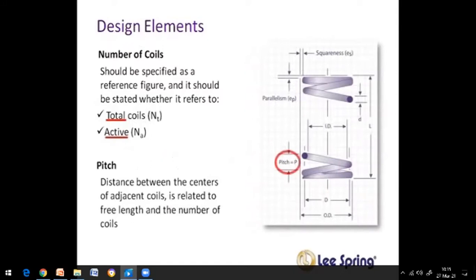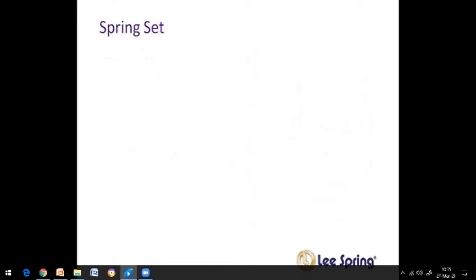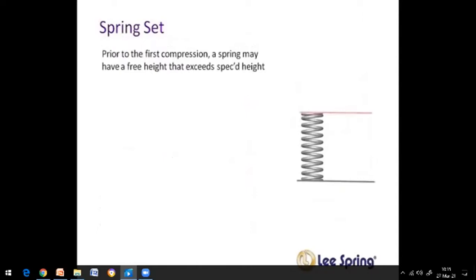Pitch is a dimension related to the distance between the centers of adjacent coils. Now we will look at what physically happens to a compression spring after manufacturing. Prior to the first compression, a spring's free height may be longer than the specified height. This is common during the manufacture of springs and can be compensated for in two ways.